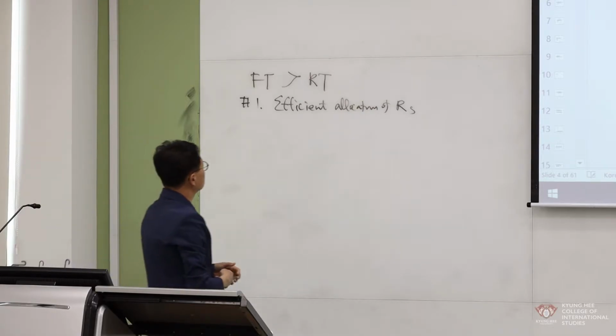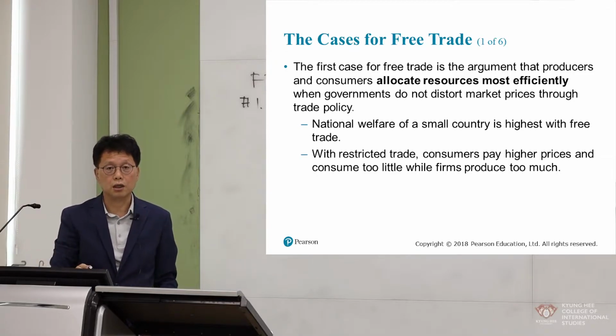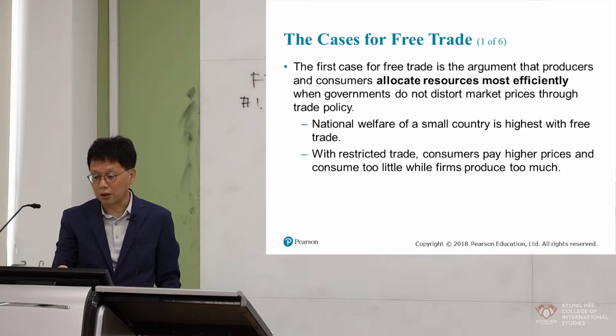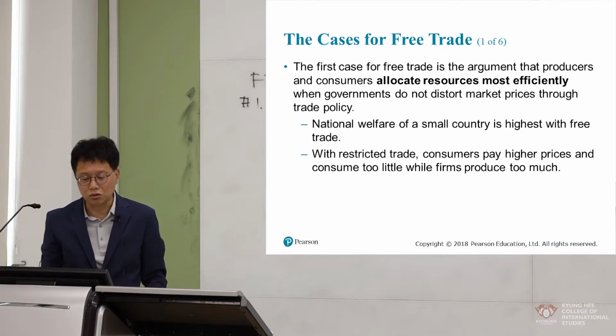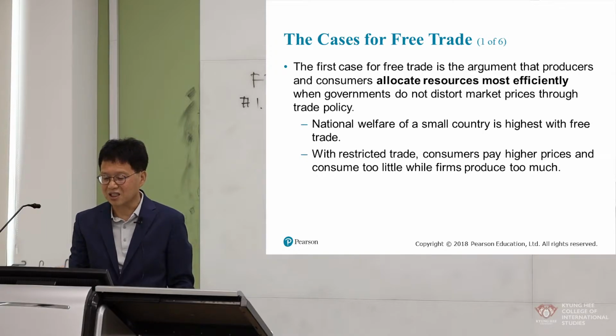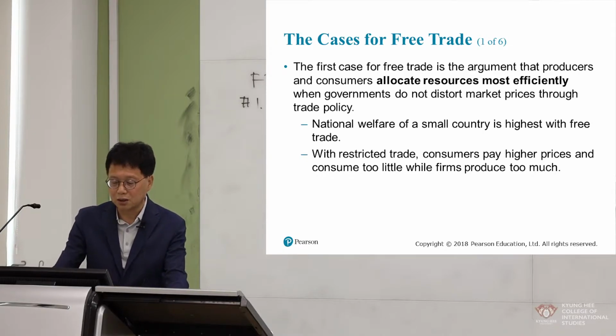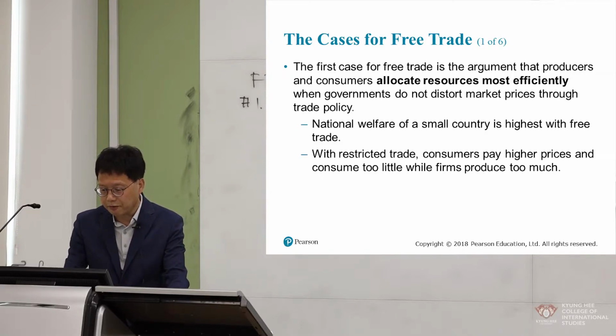So only free trade guarantees efficient allocation of factors. When government enters the market, what happens? The market is distorted and inefficiency increases, right? Think about consumer surplus, producer surplus and national welfare. Simply speaking, national welfare decreases when governments intervene in the market. And national welfare is maximized only when free trade policy is adopted.